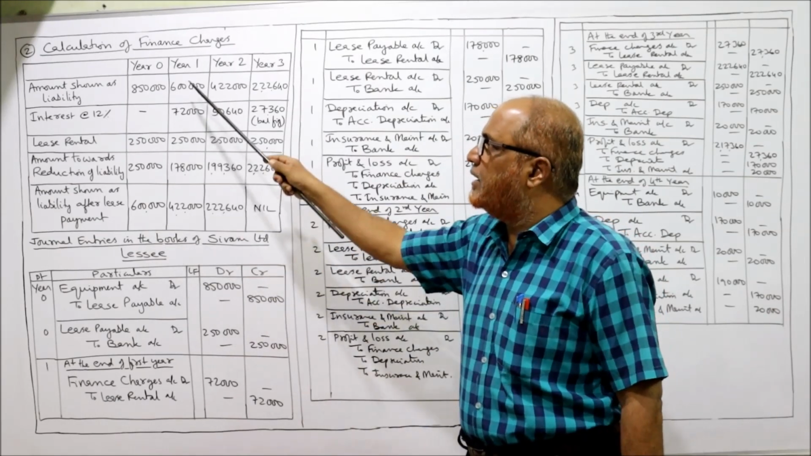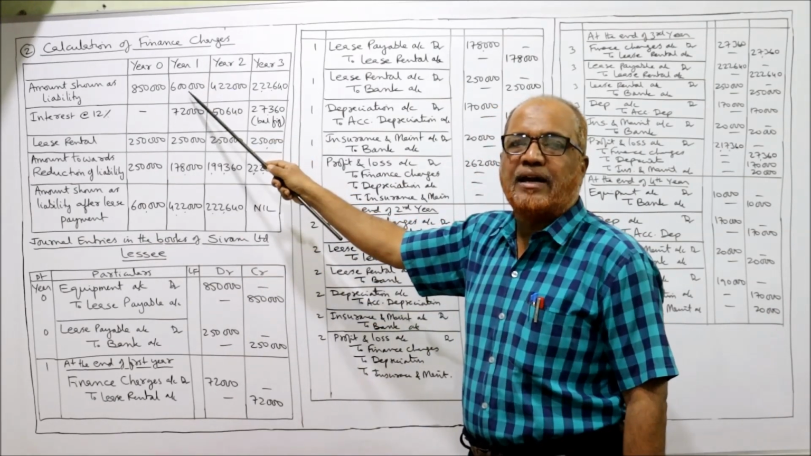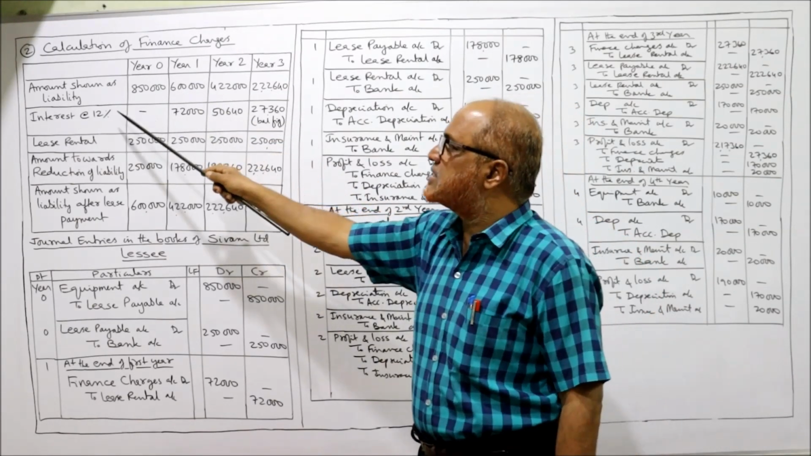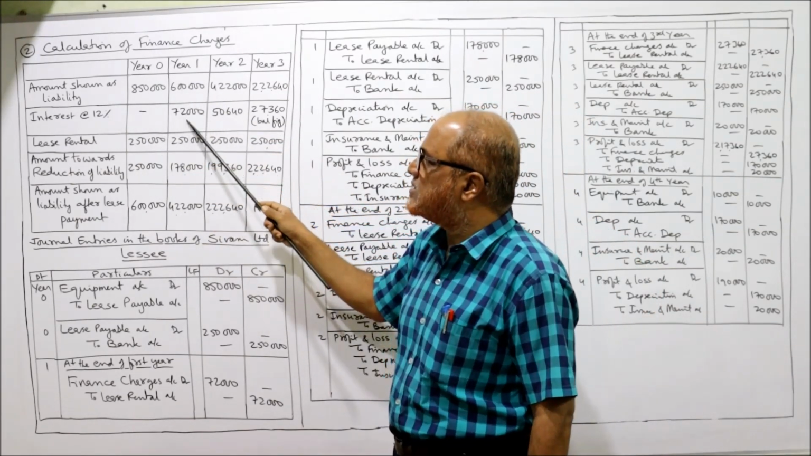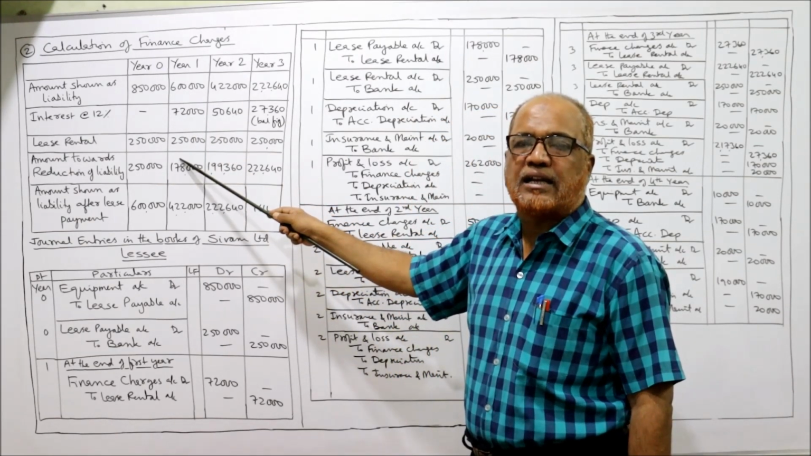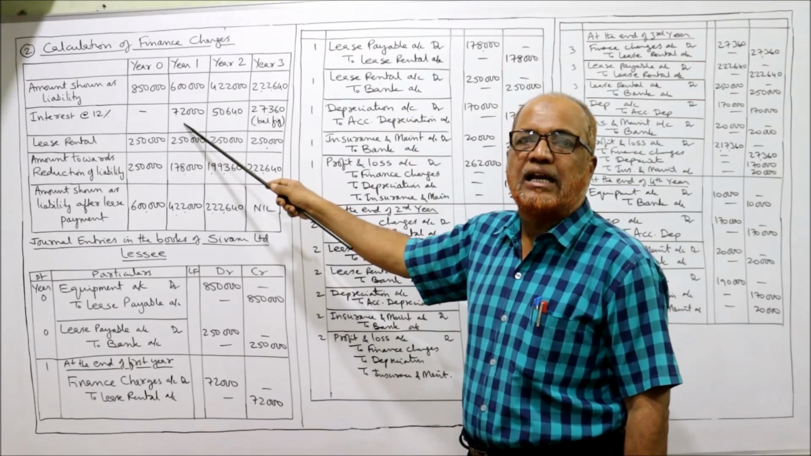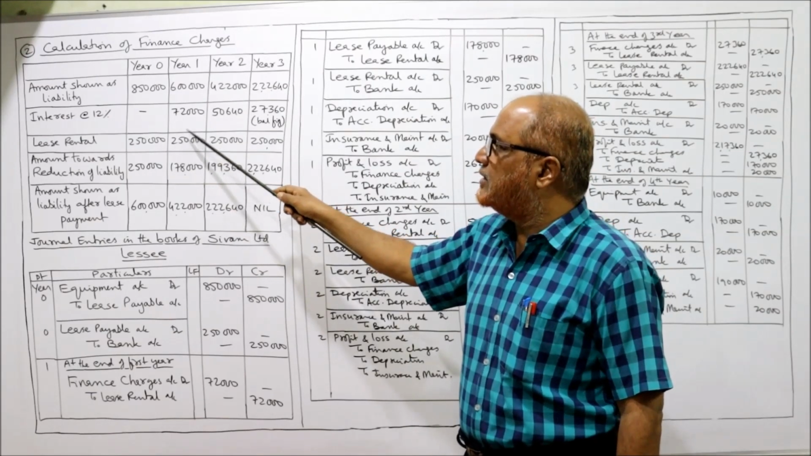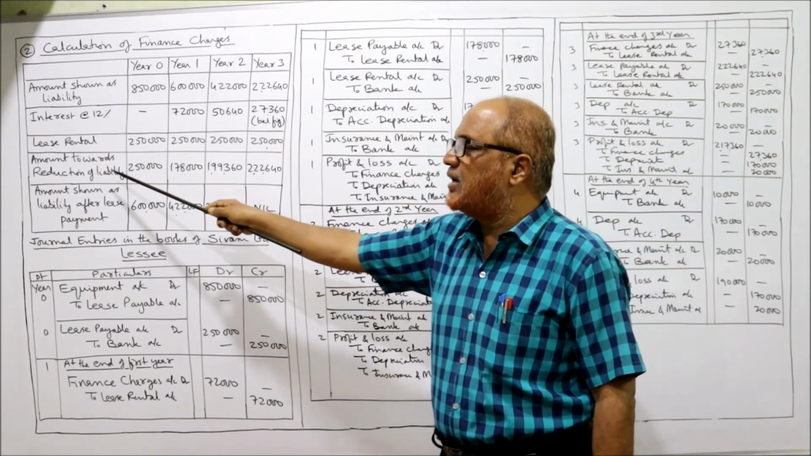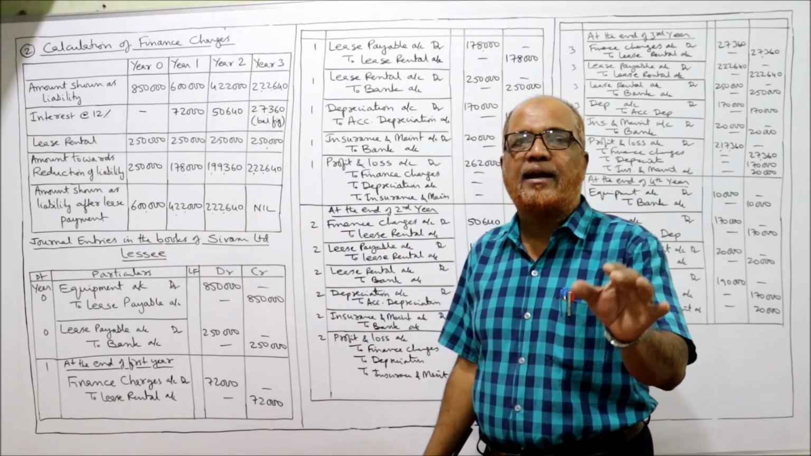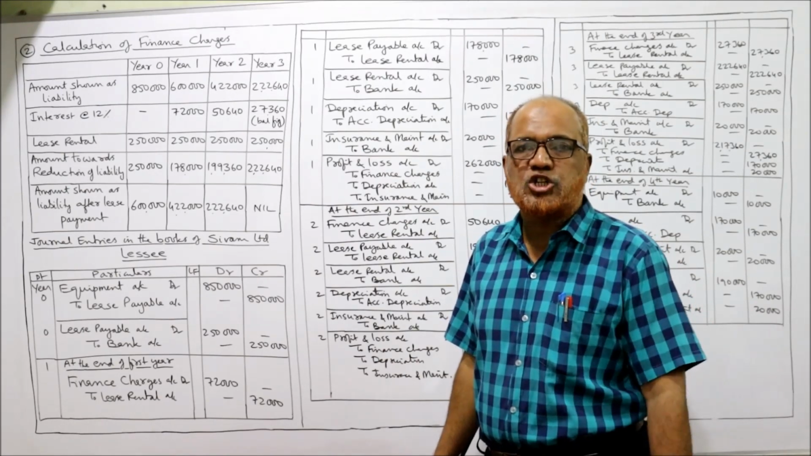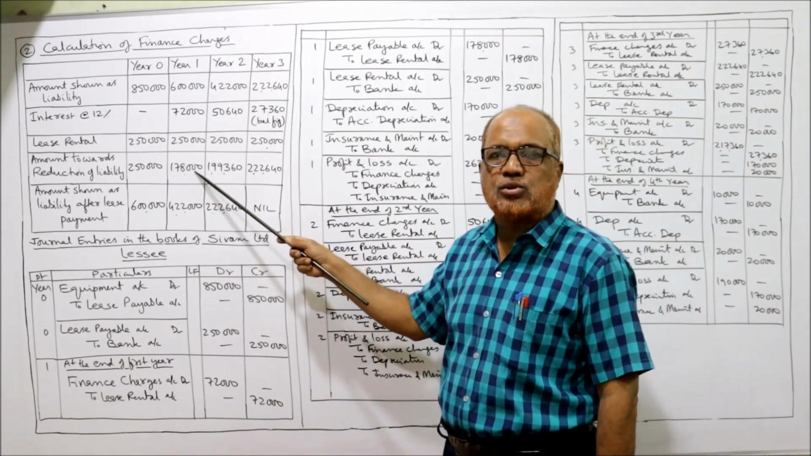Now this will be the opening for the first year. At the beginning of the first year, the liability will be 6 lakh. Now interest rate 12%. So 12% of 6 lakh, 72,000. So out of 2,50,000 of lease rental, 72,000 is the interest. Subtract 2,50,000 minus 72,000, you will get 1,78,000. This 1,78,000 is the amount paid towards reduction of liability.